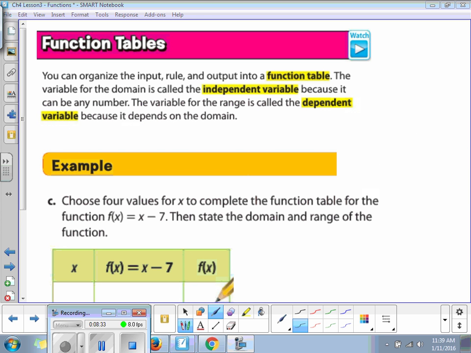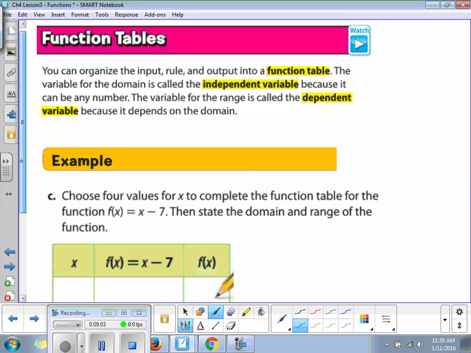Function tables. You can organize the input, the rule, and the output into a function table. We've already been doing these function tables. The variable for the domain is called the independent variable because it can be any number. The variable for the range is called the dependent variable because the y depends on the x. Okay? And here are some examples.